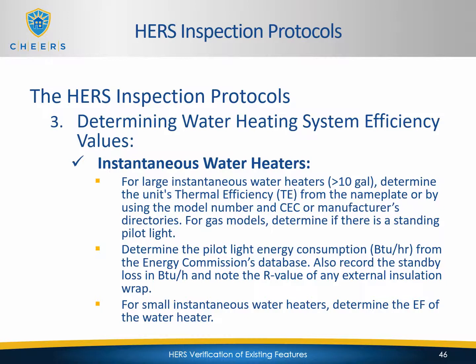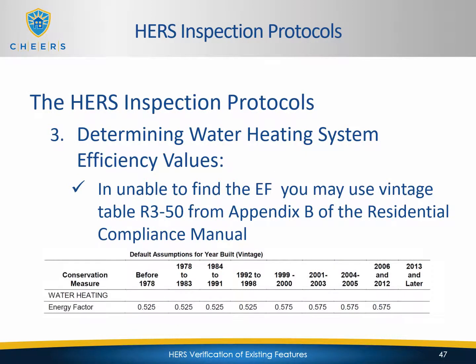For small instantaneous water heaters, determine the energy factor of the water heater. If unable to find the energy factor, you may use vintage table R3-50 from Appendix B of the Residential Compliance Manual, which you're seeing below right here. So again, just like you use the same type of table for the insulation, you can do the same thing for the energy factor if you cannot get it anywhere else. Just base the number on the age of the house, and you're good to go.